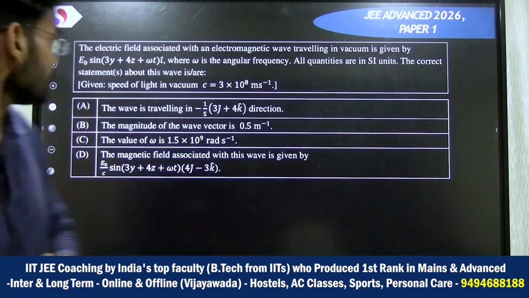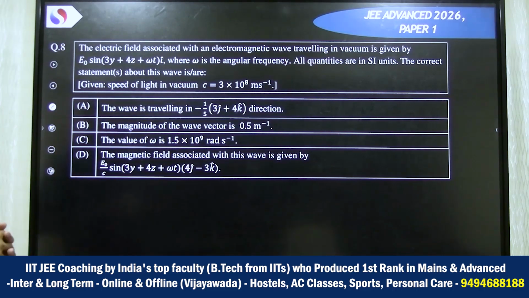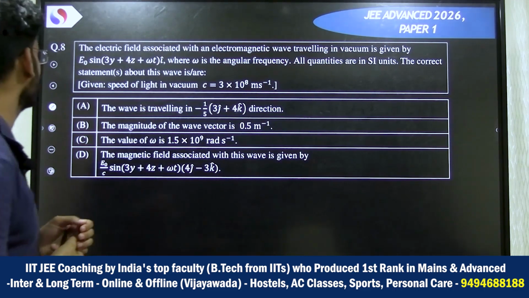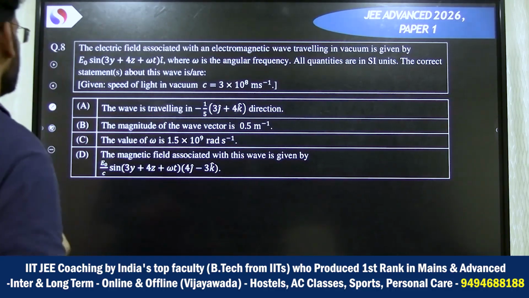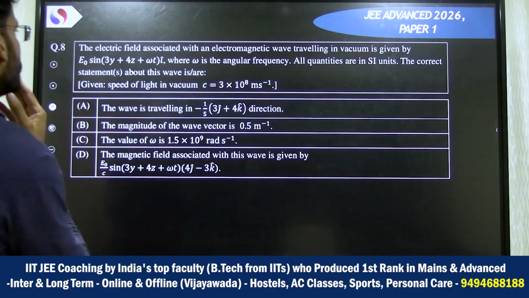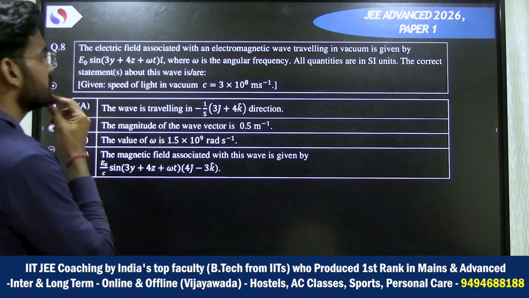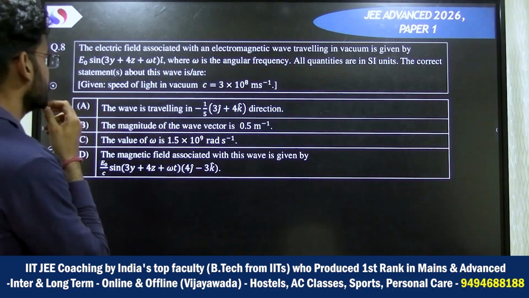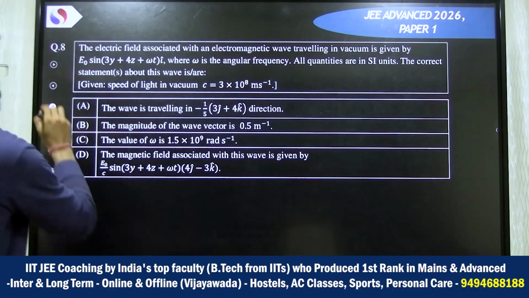Next. The electric field associated with an electromagnetic wave traveling in vacuum is given by E0 sin(3y + 4z + omega t), where omega is the angular frequency. All quantities are in SI units. The correct statement about the wave is or are.